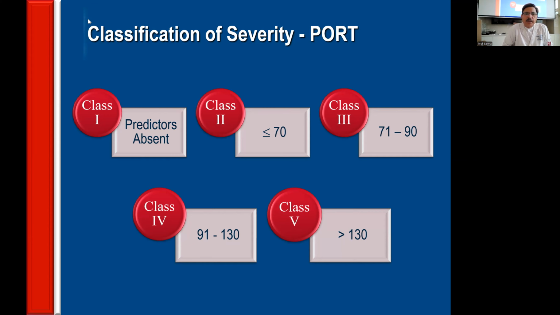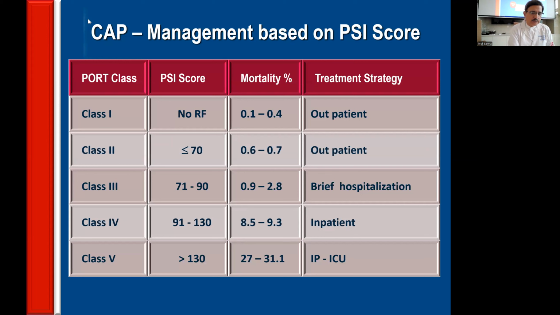Class 1, class 2, outpatient treatment. Class 3, admission into medical ward. Class 4, class 5 may require ICU. Class 4, class 5 must be ICU treatment. So this is very important for us to know in PORT, but it requires some evaluations. You require to do some tests like all these things. Now, after knowing to which class the patient belongs, the PSI score mortality rate is the guideline for you to admit or not.